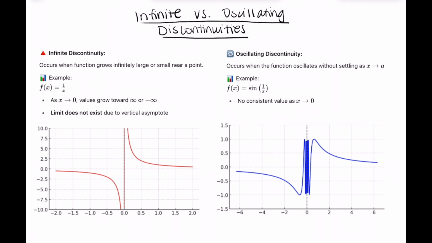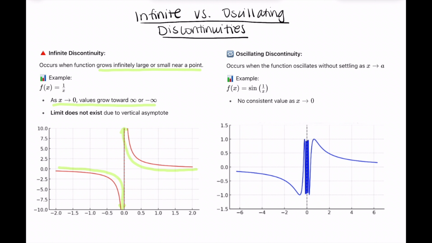Now let's get into our next two: infinite versus oscillating discontinuities. An infinite discontinuity occurs when a function grows infinitely large or infinitely small near a point. Here our function is 1 over x, and as x approaches 0, from the left-hand side we're approaching negative infinity, and from the right-hand side we're approaching infinity. Because they're growing infinitely small and infinitely large, the limit does not exist because of this vertical asymptote. So that is an infinite discontinuity.